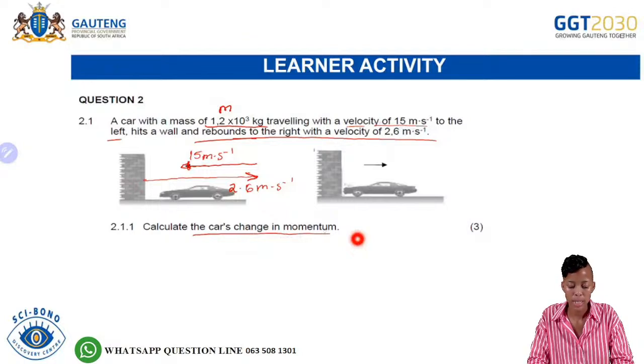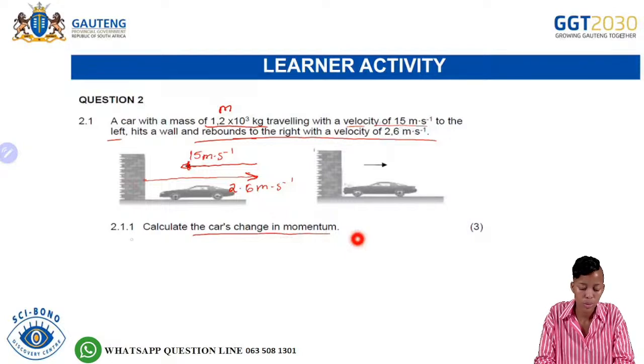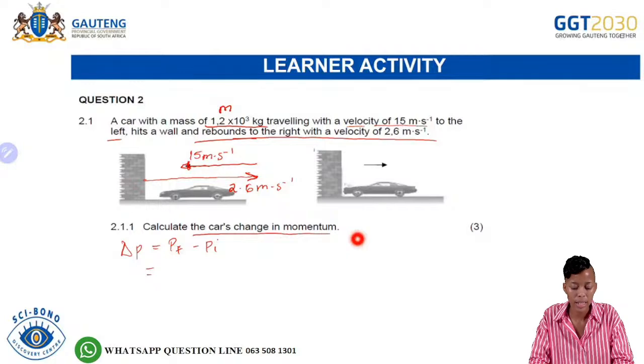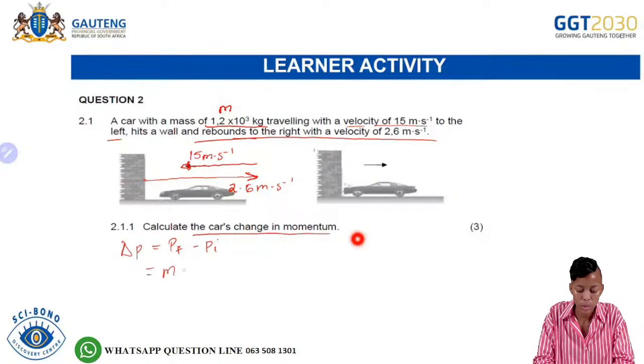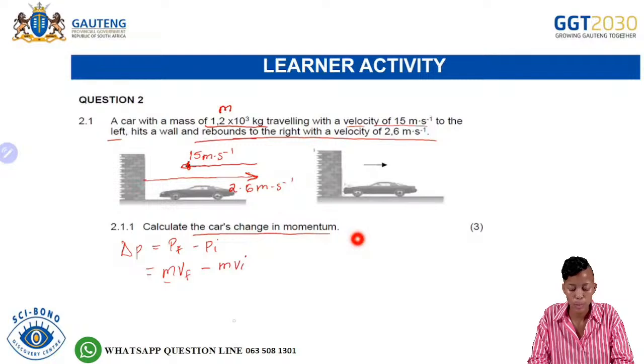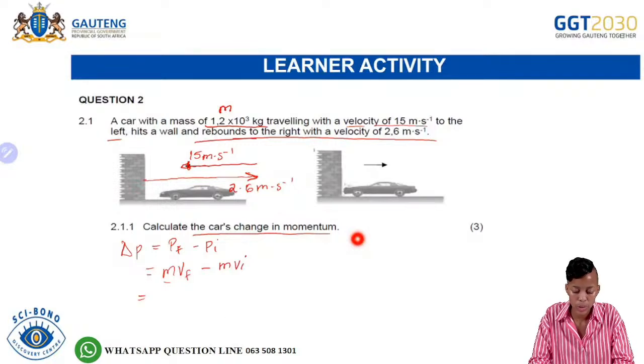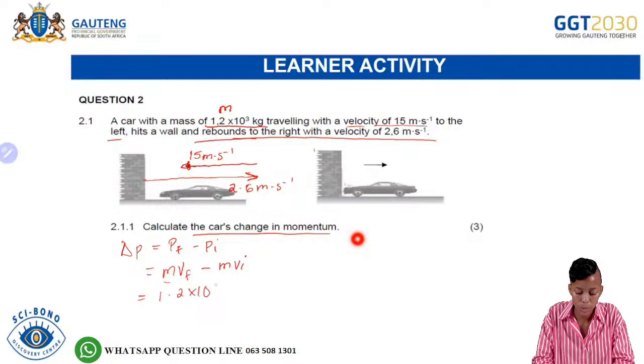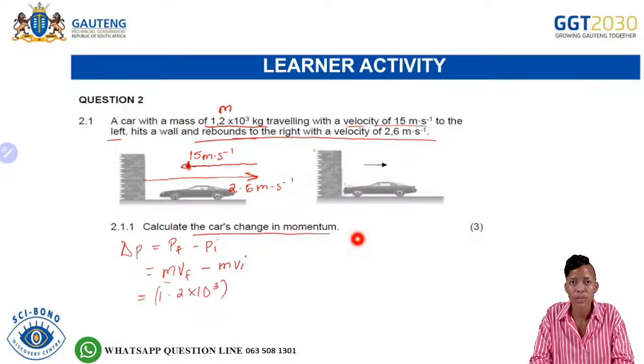So for the change in momentum, you are either going to calculate the initial momentum and the final momentum separately, or you are going to use this formula, change in P is equal to P final minus P initial, where you are calculating the final and the initial momentum at the same time. So change in P is equal to m v final, which is your final momentum, minus m v initial, which is your initial momentum. Okay, so in terms of the mass, what do we have there? We have 1,2 times 10 to the power of 3.